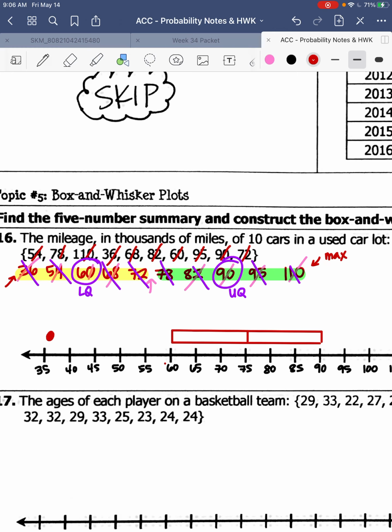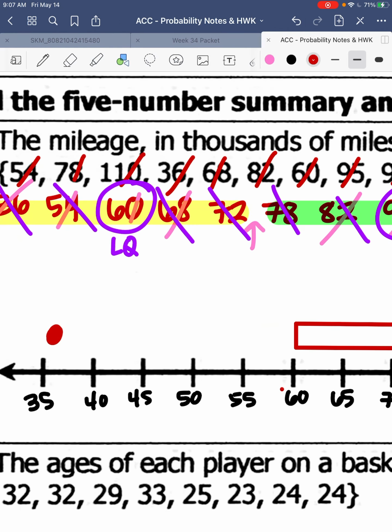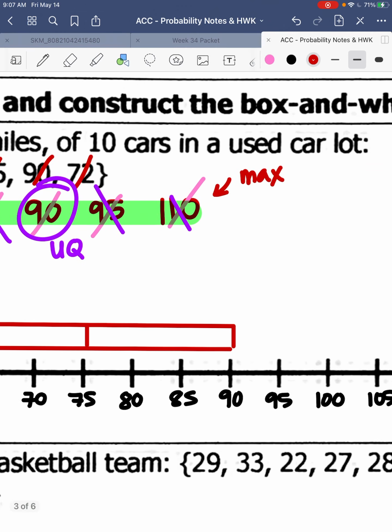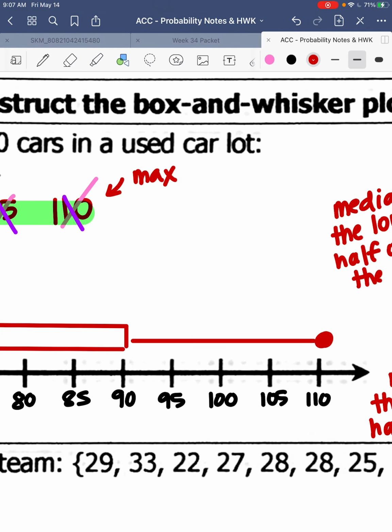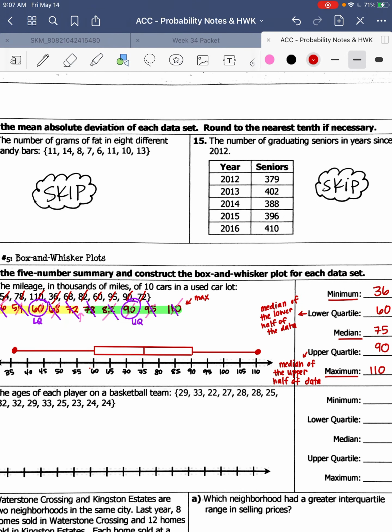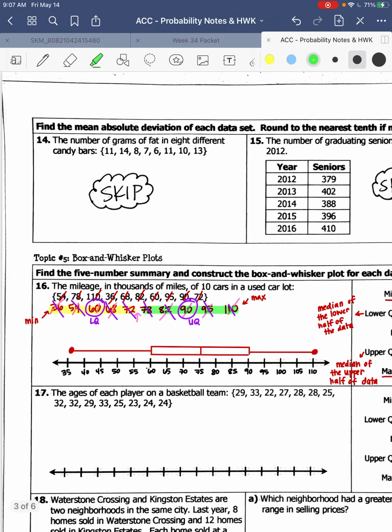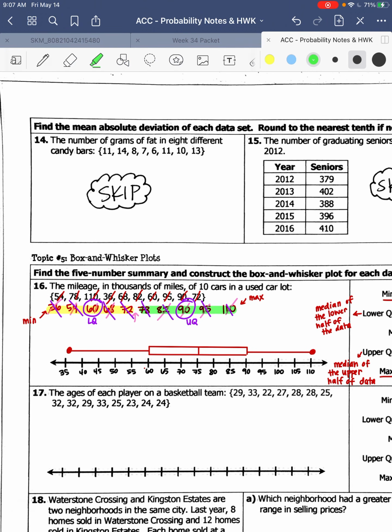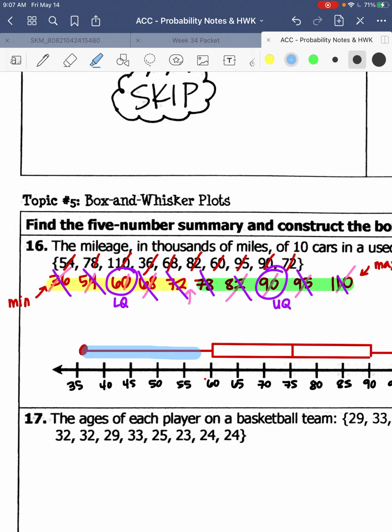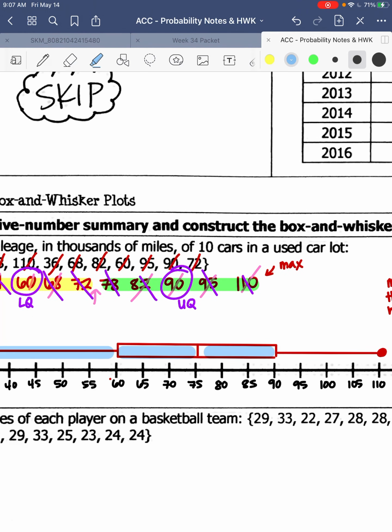Now, I'm going to draw my whiskers to my minimum and to my maximum. So they look like this right here. So that is what my box and whisker plot looks like. Now, what I want you to know about this is that each section of the box and whisker plot represents 25% of the data. So 25% of my data would be from 36 to 60. Another 25% would be inside this half of the box, another 25% right here, and then the last 25% of the data is on that side of the box, all the way up to the maximum.